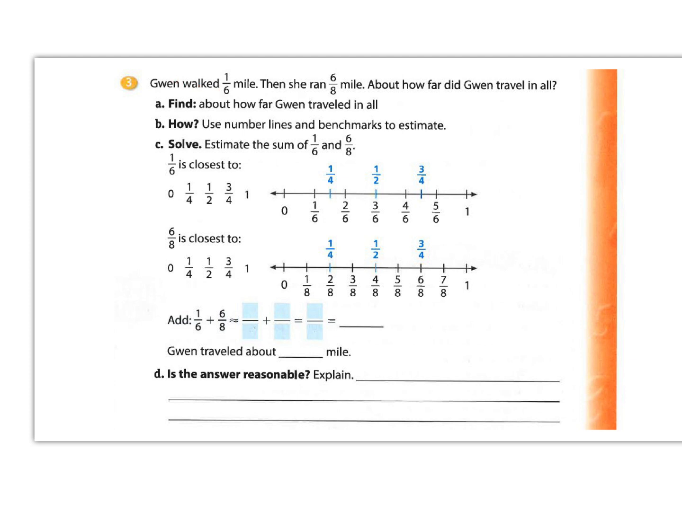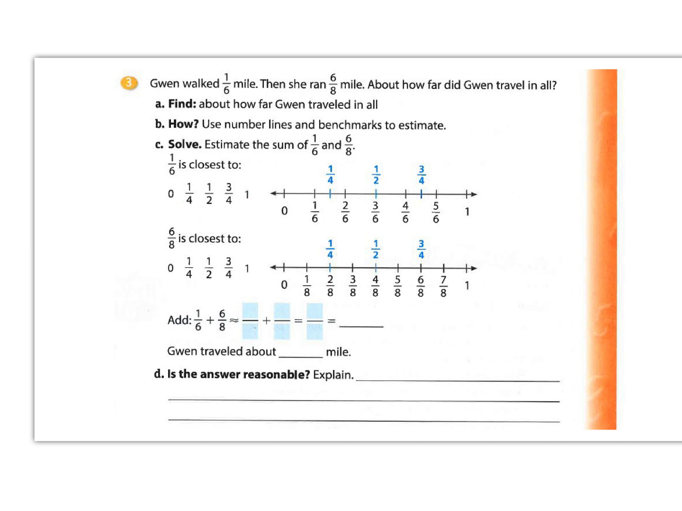This says Gwen walked 1/6 of a mile. Then she ran 6/8 of a mile. About how far did Gwen travel in all? Find about how far Gwen traveled in all. How? Use number lines and benchmarks to estimate. Solve. Estimate the sum of 1/6 and 6/8.